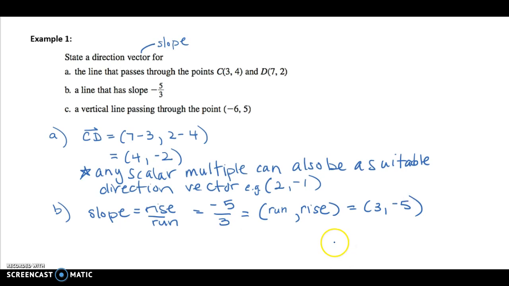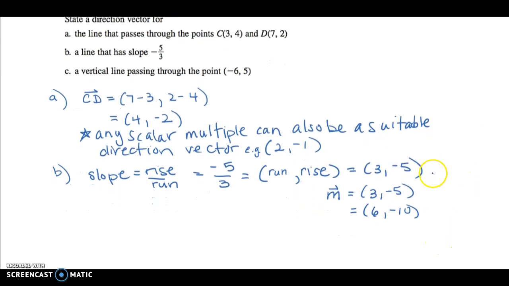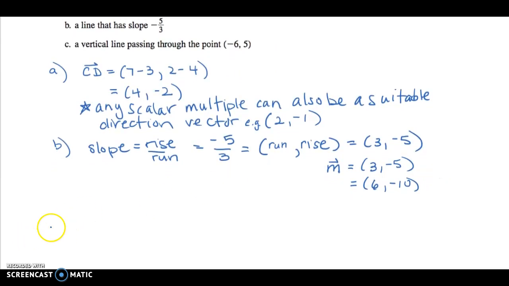And again, any suitable multiple of this vector could be another direction vector. So if I took this and multiplied it by 2, I would get (6, -10). This is also another direction vector for the exact same slope. All right, let's look at C. A vertical line passing through the point (-6, 5).